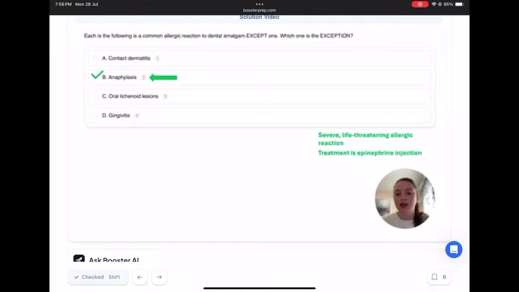So a common example of this that a lot of people know is a peanut allergy. Someone is deathly allergic to peanuts. If they eat one, they get anaphylaxis, or anaphylactic shock, they can't breathe, and you need to give them this EpiPen or epinephrine injection right away to make them feel better.